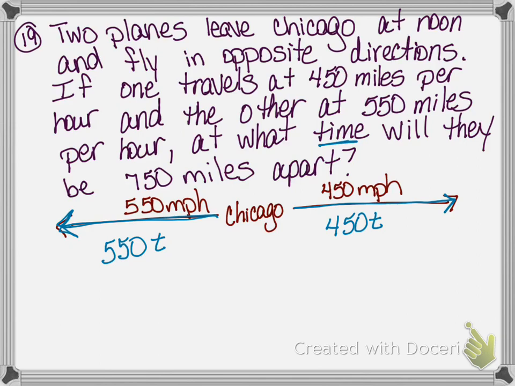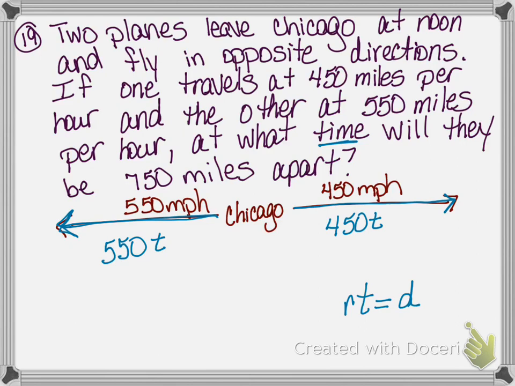We don't know what that amount of time is, but we do know that the amount of time that each of them is traveling is the same. So we have rate times time equals distance. Okay, rate times time equals distance. Now, we don't know how much each plane has traveled. We don't know the distance that each plane has traveled.